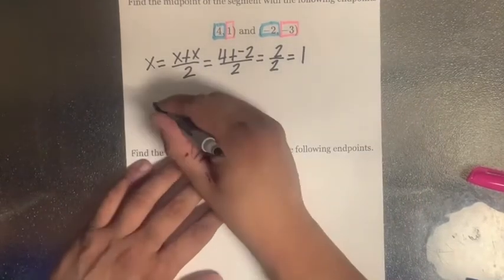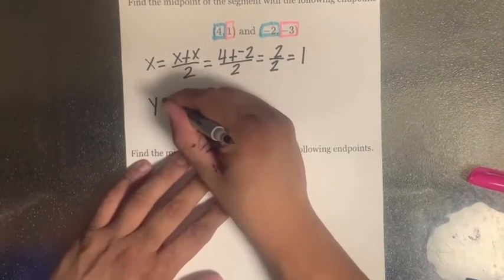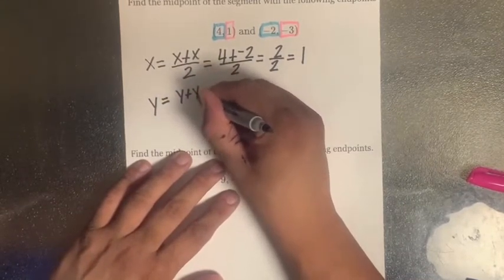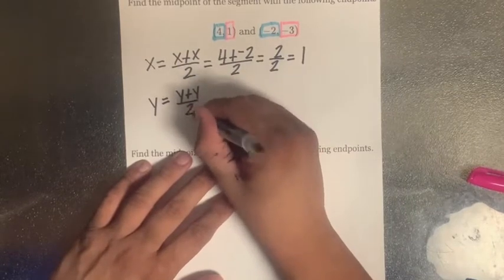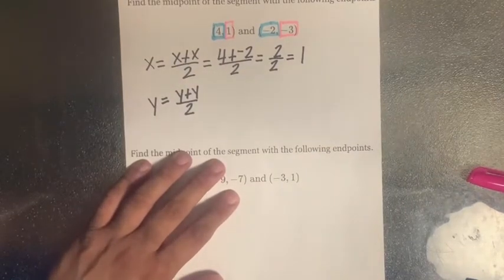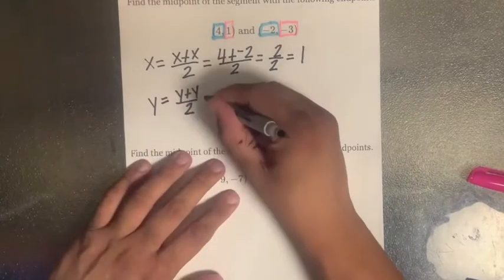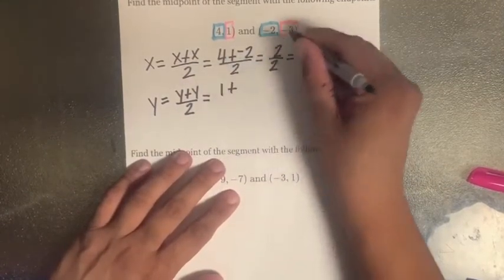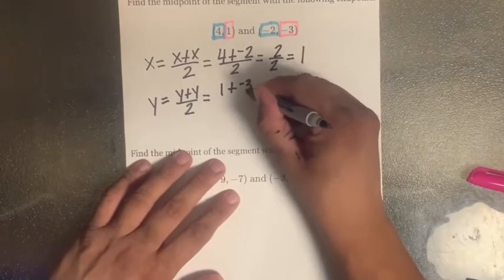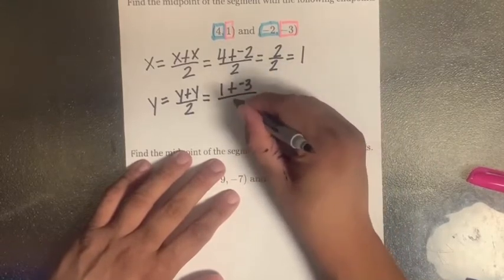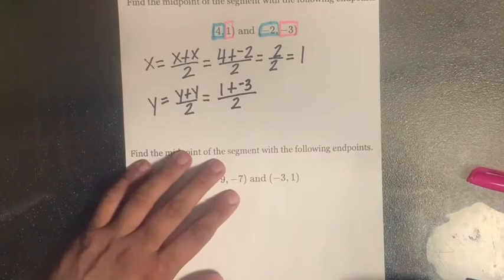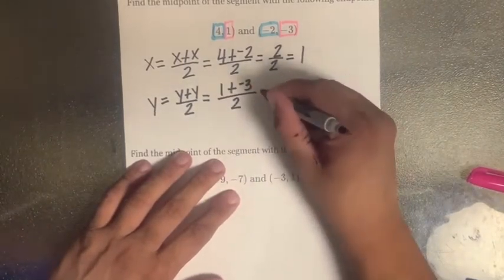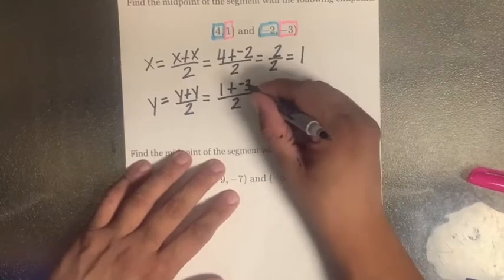Okay? Next, we're going to find our y. And again, y is y plus y divided by 2, right? We're finding the midpoint, so we have to divide by 2. So my two y's are 1 plus negative 3. Can't forget divided by 2. And 1 and negative 3 are different signs, so I'm going to subtract.